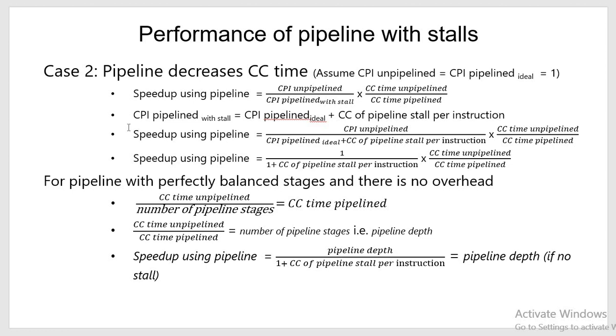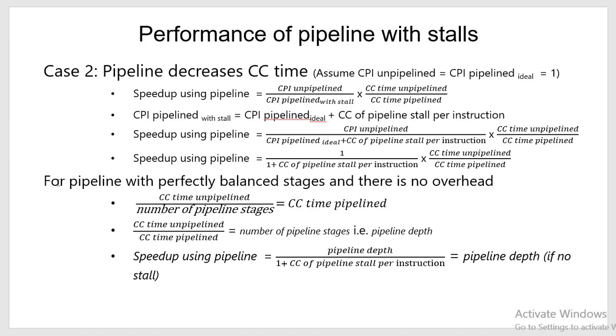After replacing the value into this equation, speed up of pipeline will be equal to CPI unpipelined upon CPI pipeline. This equation will be replaced with this one, so it will become this equation. Now we put the value of CPI pipeline ideal equal to 1, so the speed up using pipeline in terms of CC will be equal to 1 upon 1 plus CC of pipeline stall per instruction, times CC time unpipelined upon CC time pipeline. Okay. So this is the case whenever there is any stall.